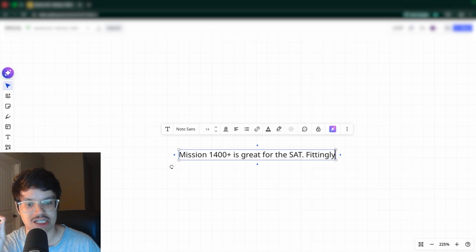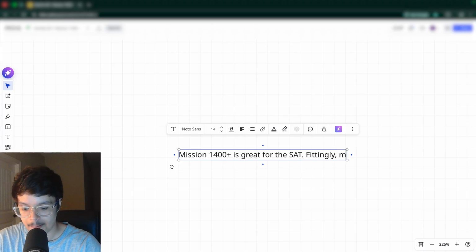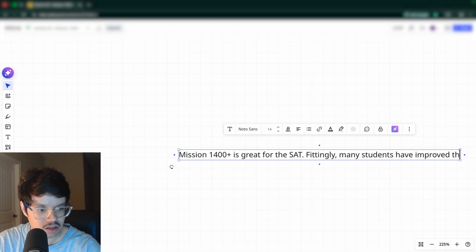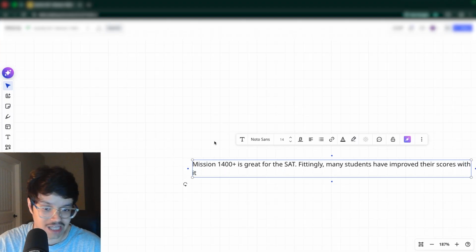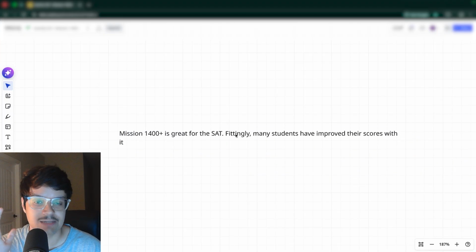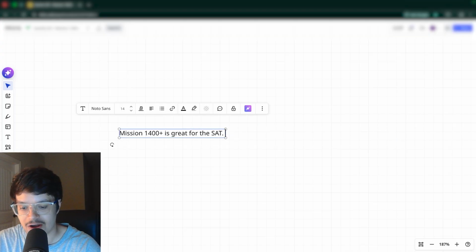Mission 1400 Plus is great for the SAT. Fittingly, it sounds kind of like positive. It sounds like, okay, something that fits the first sentence. So fittingly, many students have improved their scores with it. That makes sense. Yeah, fittingly, that sounds right. So if I've never seen this word before, at least that seems like a good guess for what that can mean.